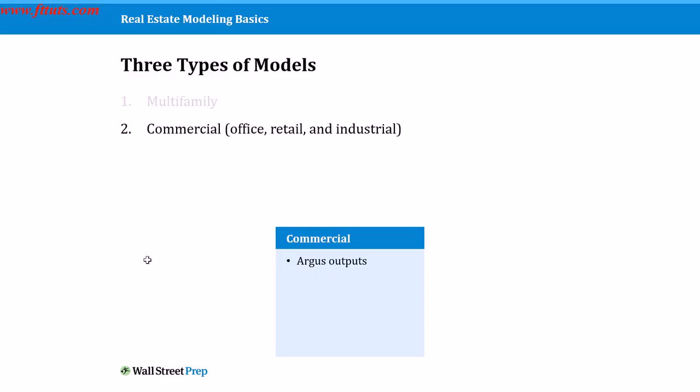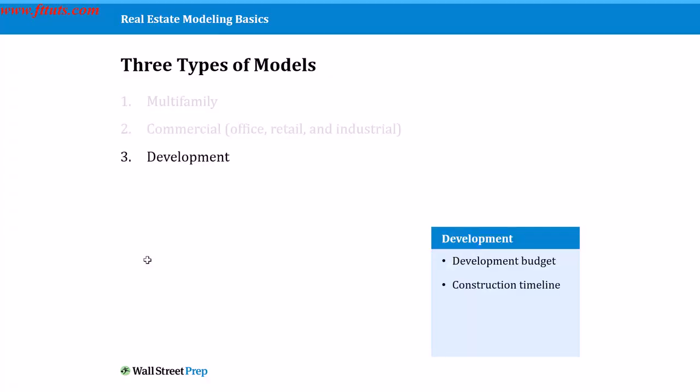The second is what we're going to call commercial models. Commercial models are driven by Argus outputs. And so really the three key ones are going to be office, retail, and industrial. Unlike multifamily, we're not going to be using historical financials to drive forward our pro forma for a commercial asset. What we're going to be doing is going into Argus, inputting lease assumptions, and we're going to get an Argus output that we then drop into Excel.